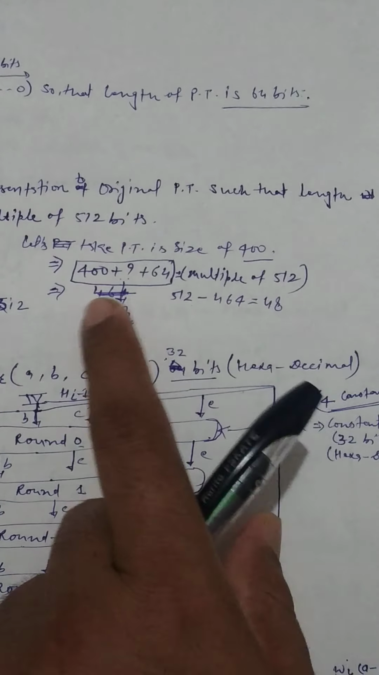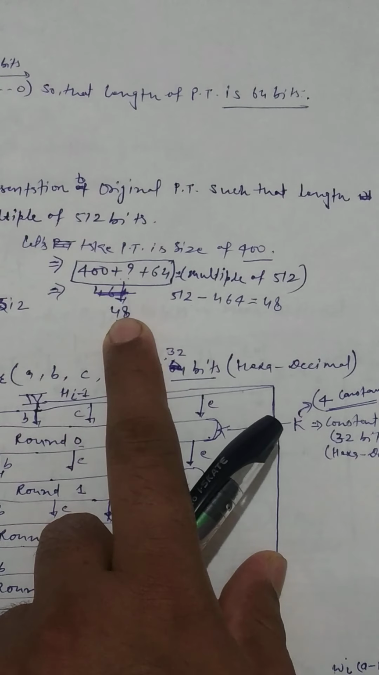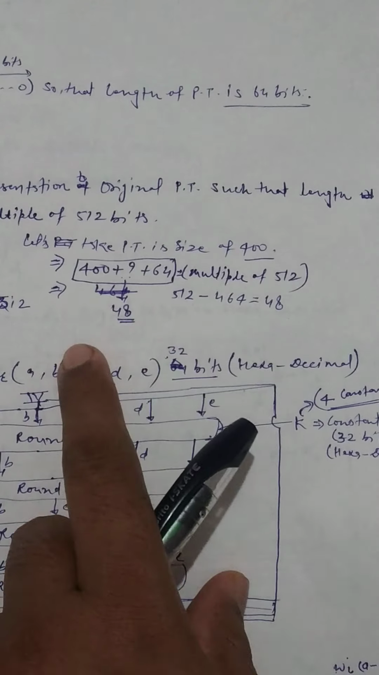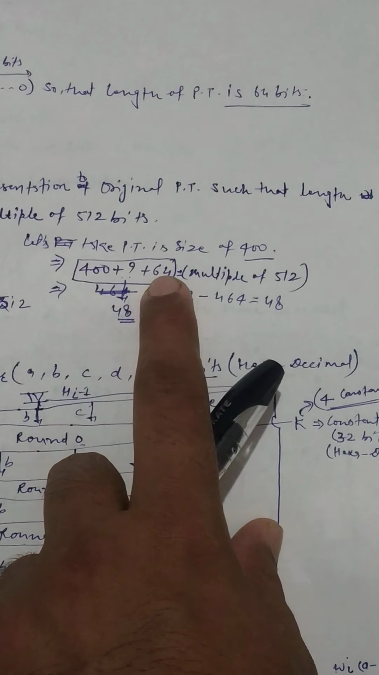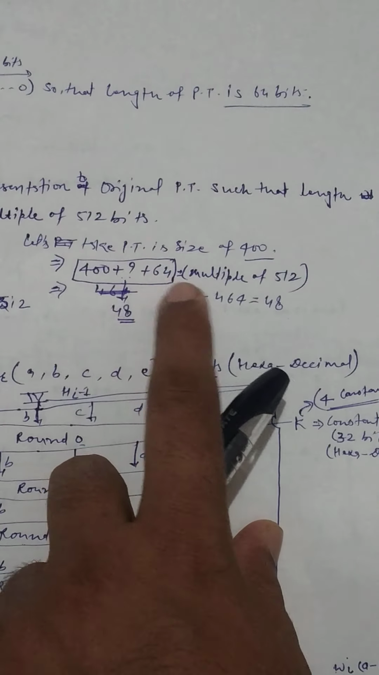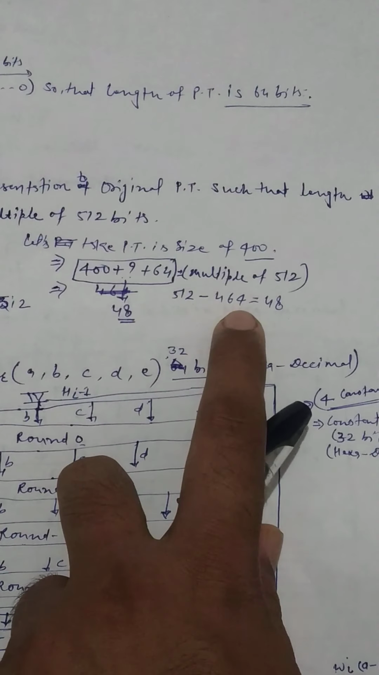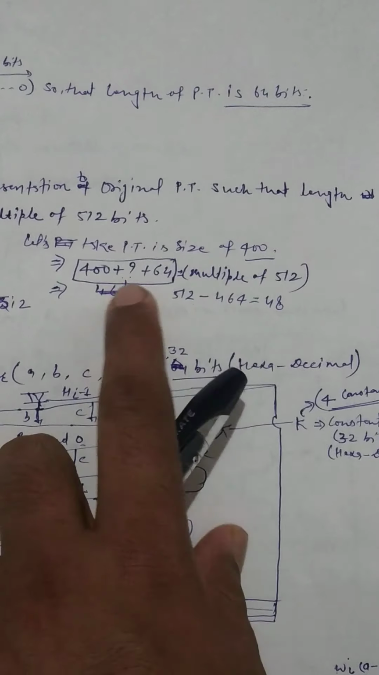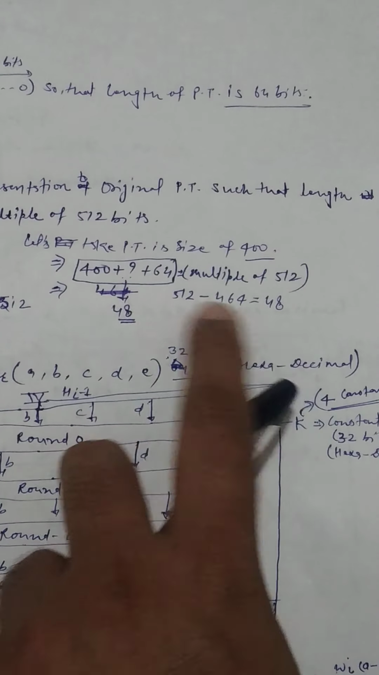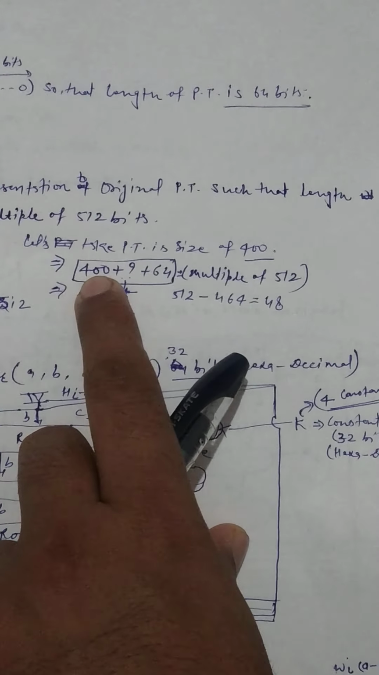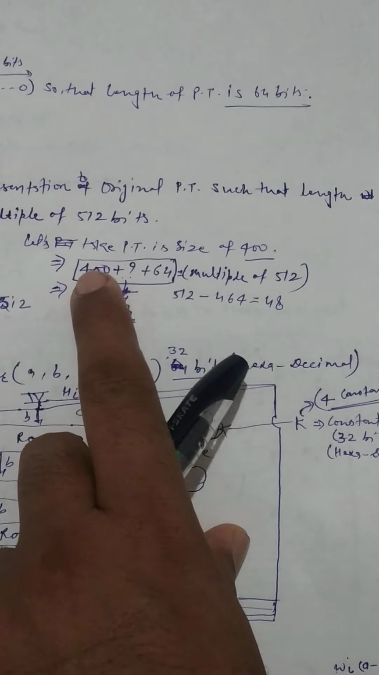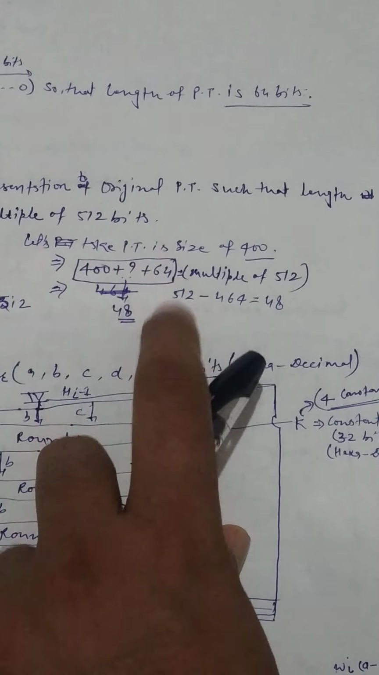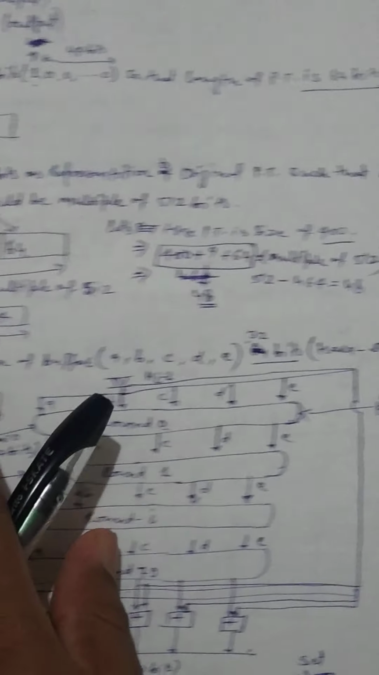To calculate this, there are different ways, but I'm telling you a very simple way. You need to add these two: 400 plus 64 means 464. Now subtract 464 from 512. So 512 minus 464 equals 48. So this will be our padding size. You can see now 400 plus 48 plus 64 is equivalent to 512.